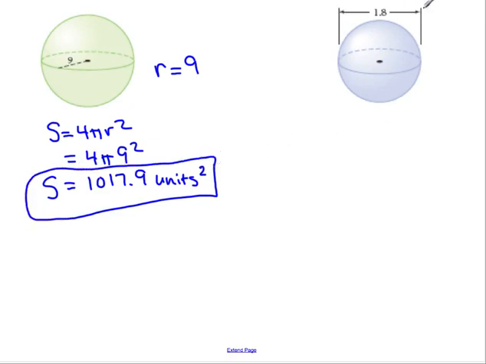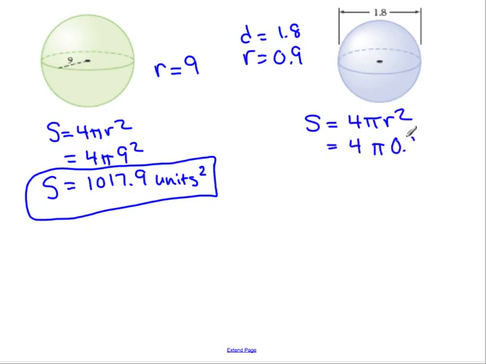Okay. In this case, they give you the diameter, so don't be fooled. If the diameter is 1.8, for the radius you just divide that by 2, and you'll get 0.9. So for us, surface area equals, again, 4 circles, or 4 pi r squared, which would be 4 pi times 0.9 squared. We can put it in our calculator just like that, and we should get somewhere around 10.2 square units.